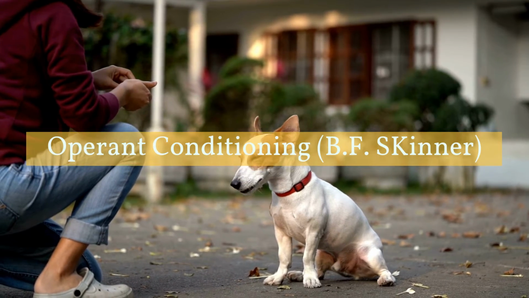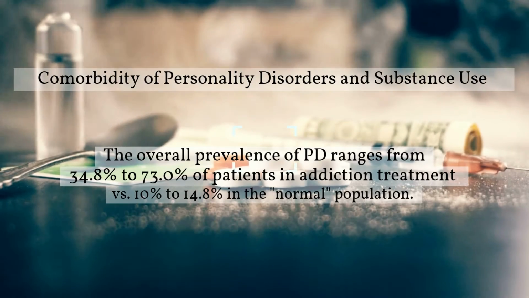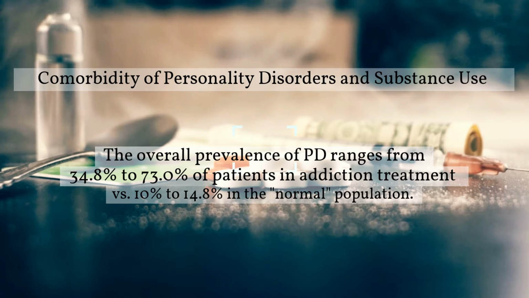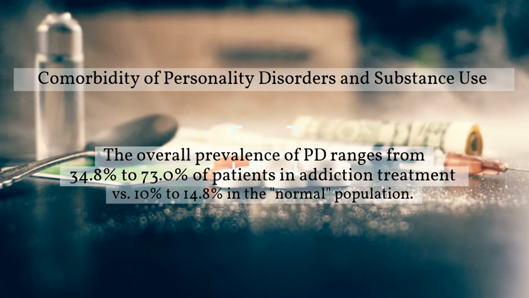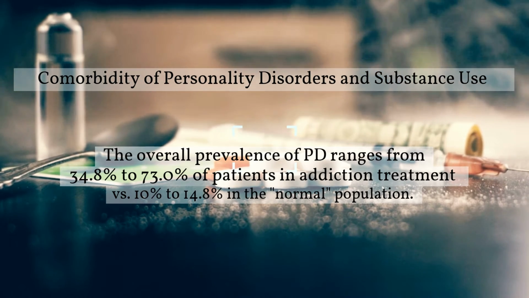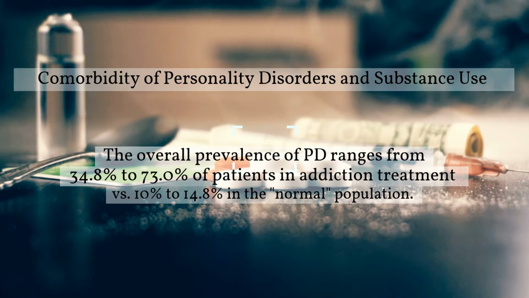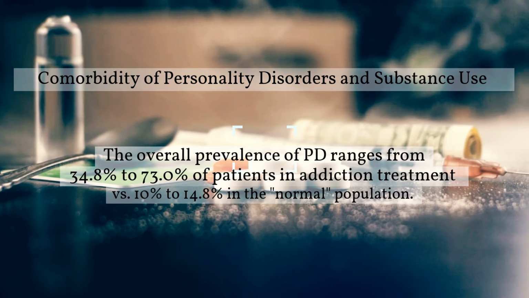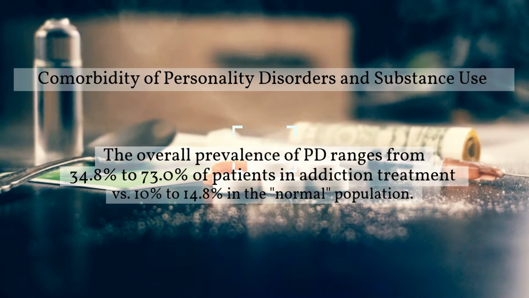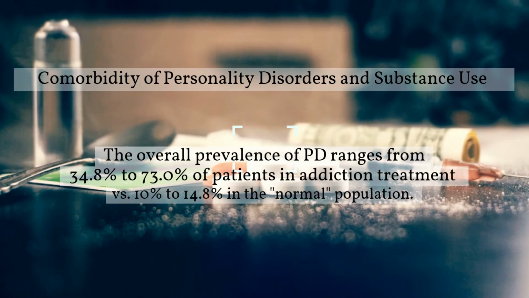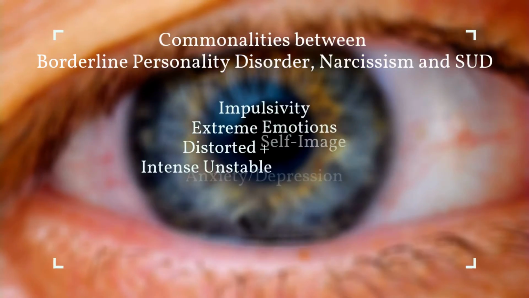Borderline personality disorder and antisocial personality disorder are also particularly found to be associated with substance use disorders. Studies suggest that the overall prevalence of these personality disorders affects only 10 to 14% of the normal population and affects 35 to almost 73% of patients in addiction treatment.